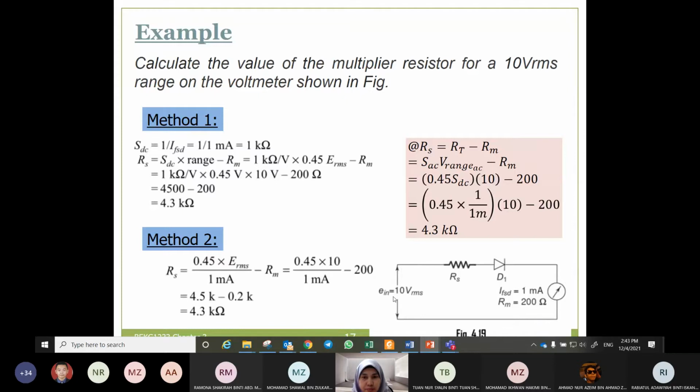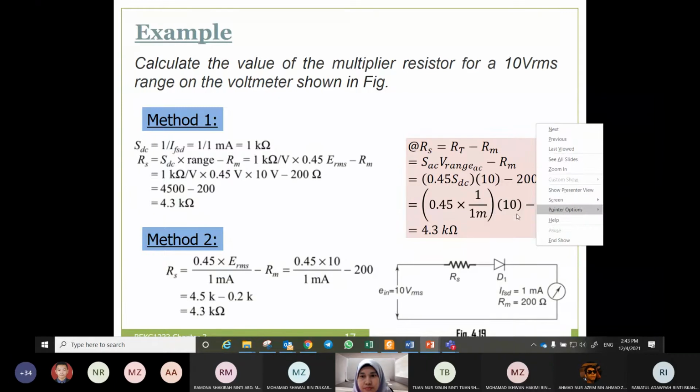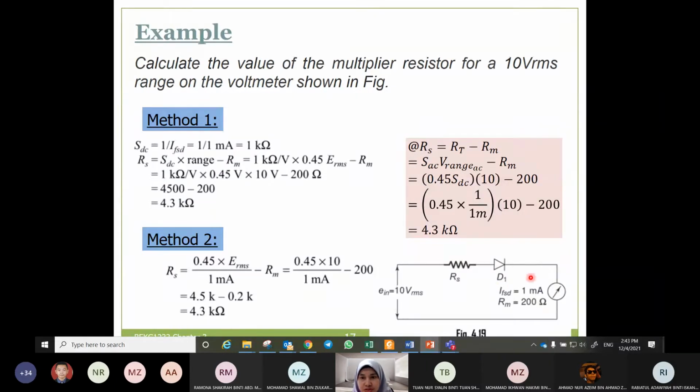Okay, so the range of the voltmeter is 10 VRMS. Okay, meaning that this is AC voltmeter. This AC voltmeter is based on PMMC, based on PMMC construction. This is PMMC.